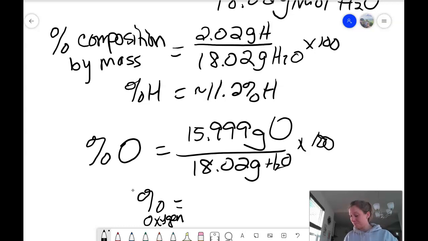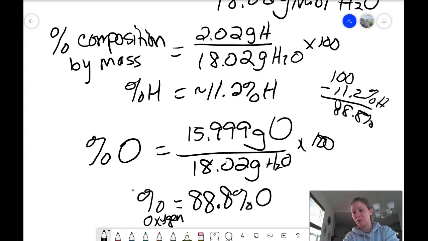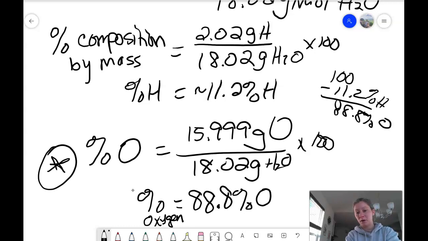So if we do that, you could have gone through all this effort and done it this way, just so you're practicing, right? But what you should get is 88.8% oxygen. You know, I could have found it the other way. If my whole molecule is 100%, I could subtract that 11.2% of hydrogen to get the 88.8% oxygen, or I could go ahead and calculate it by the part over the whole. Either way is fine, as long as you're showing me the work and your numbers have units. I am good with that.